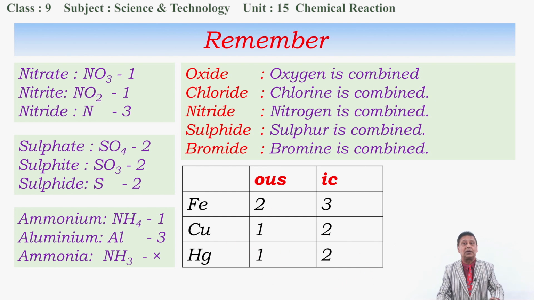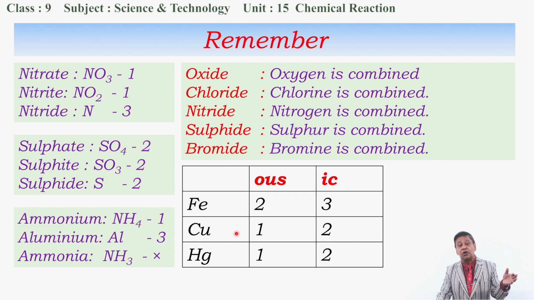And how can we separate them? How can we understand when its valency is 1, when its valency is 2? It is given by this suffix. If ferrous is told, then valency of iron is 2. And if ferric is told, valency of iron is 3. It means ferrous oxide means valency of iron is 2 at that time. And ferric oxide means valency of iron is 3 at that time.